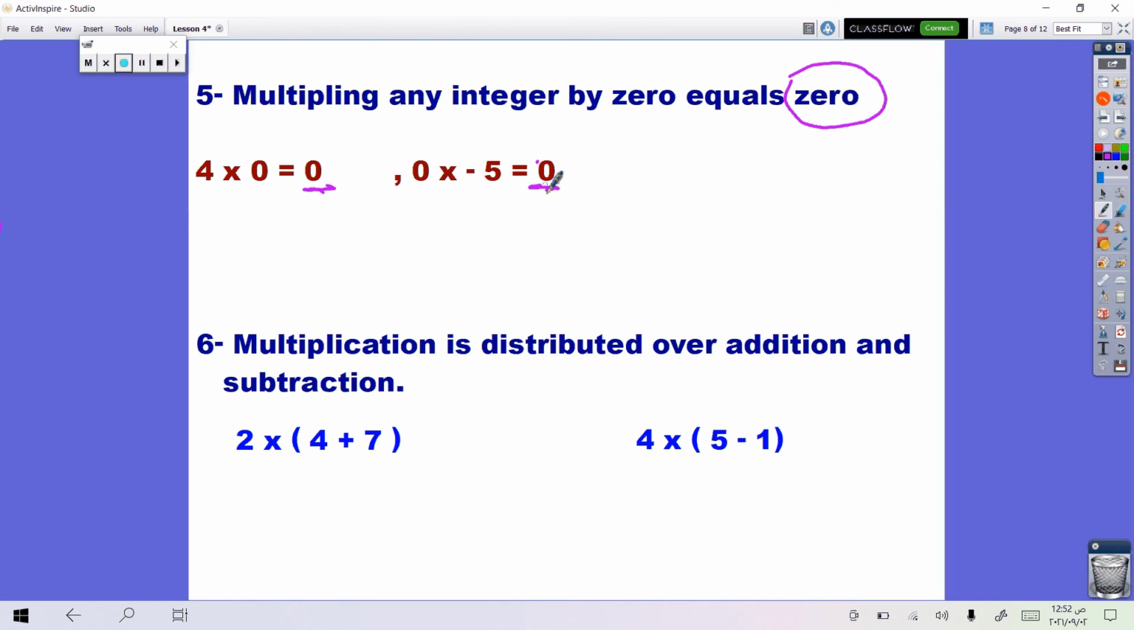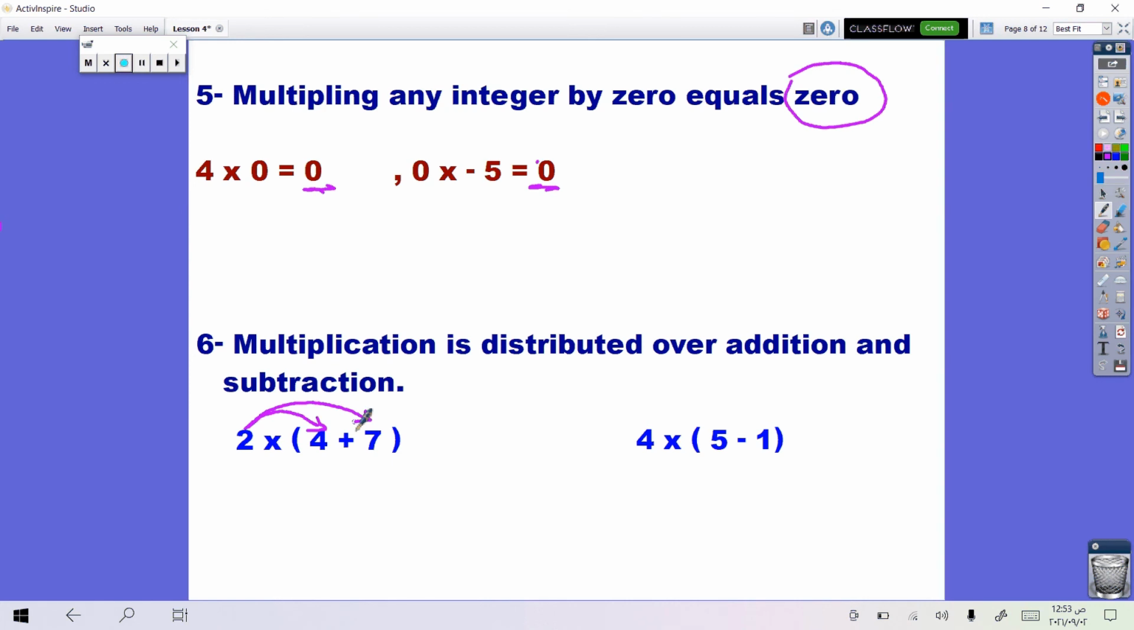Property number 6 is multiplication is distributed over addition and subtraction, which is distributive property. Here we have 2 times the sum of 4 and 7. In distributive property, we have to take the number which is outside the brackets or parentheses, and we are going to multiply this number by every number inside the parentheses or brackets. So we have to multiply 2 by 4 and then multiply 2 by 7.